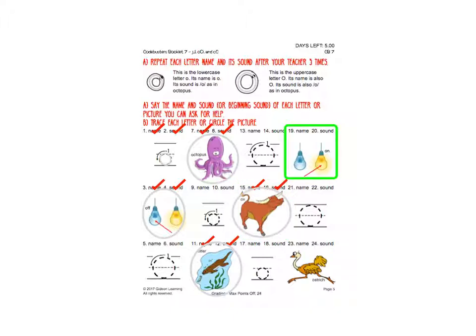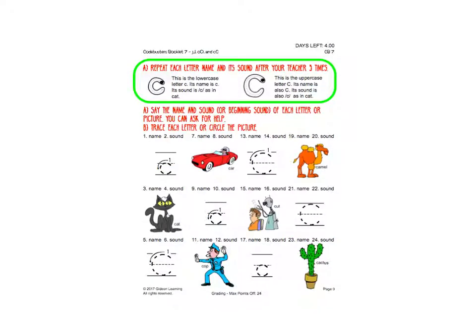This is a picture of on. The beginning sound is ah. And now you can circle it. This is an ostrich. The beginning sound is ah. And now you can circle the ostrich. And then our last letter will start now.